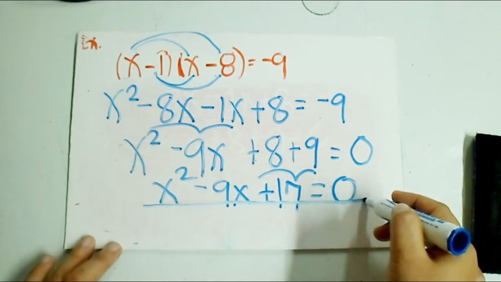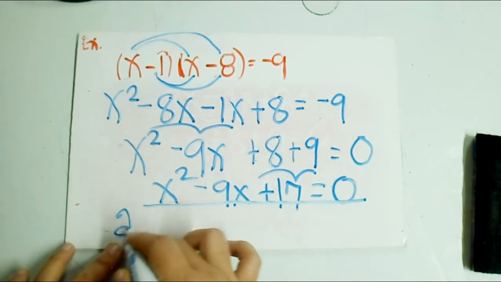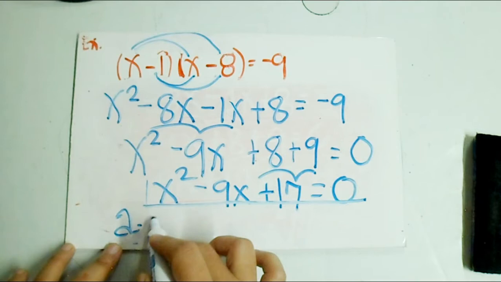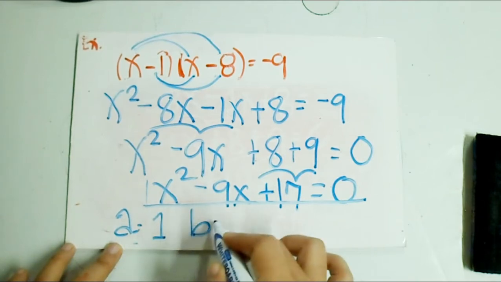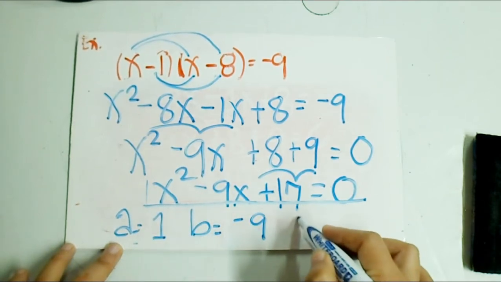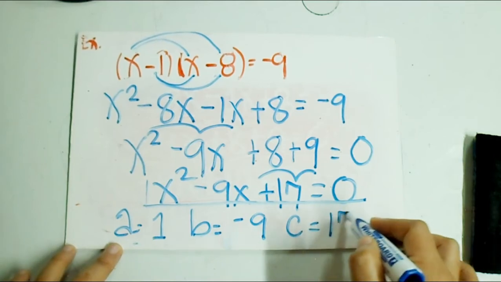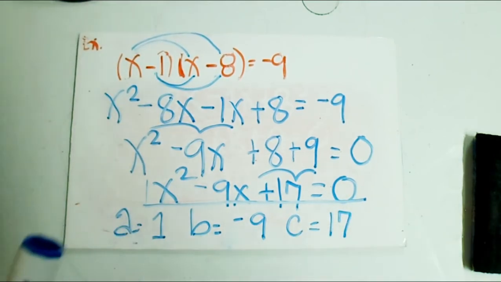This is the standard form, and we can identify the a. So there's an invisible 1 here. a is 1, b is negative 9, and c is positive 17.